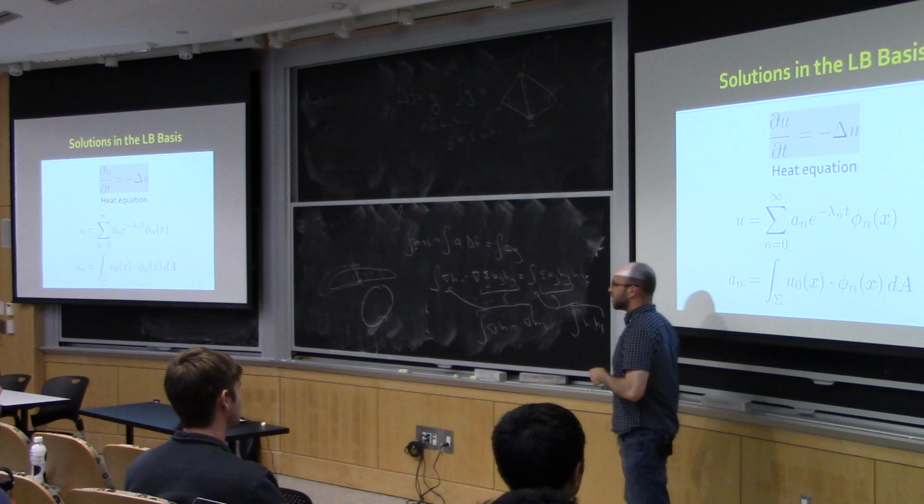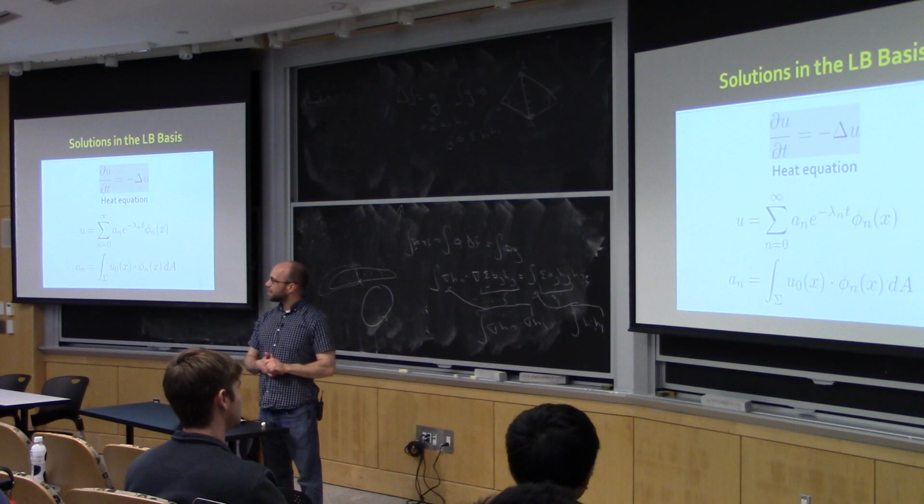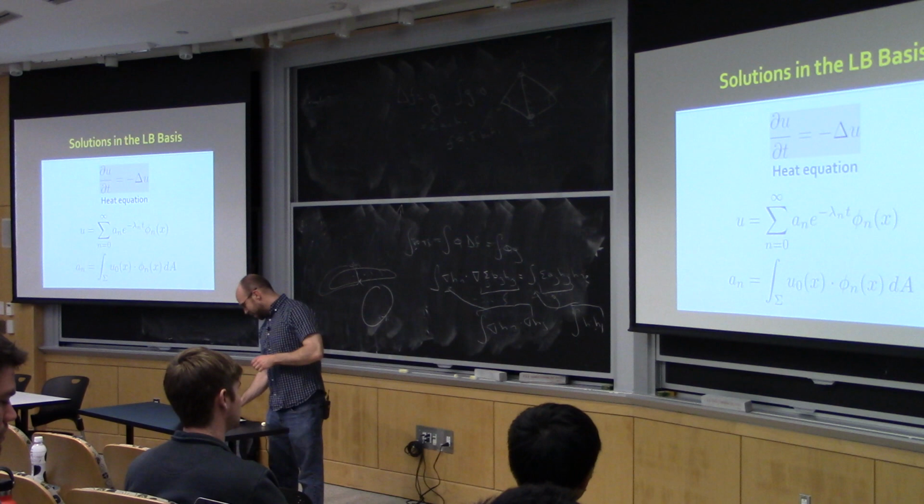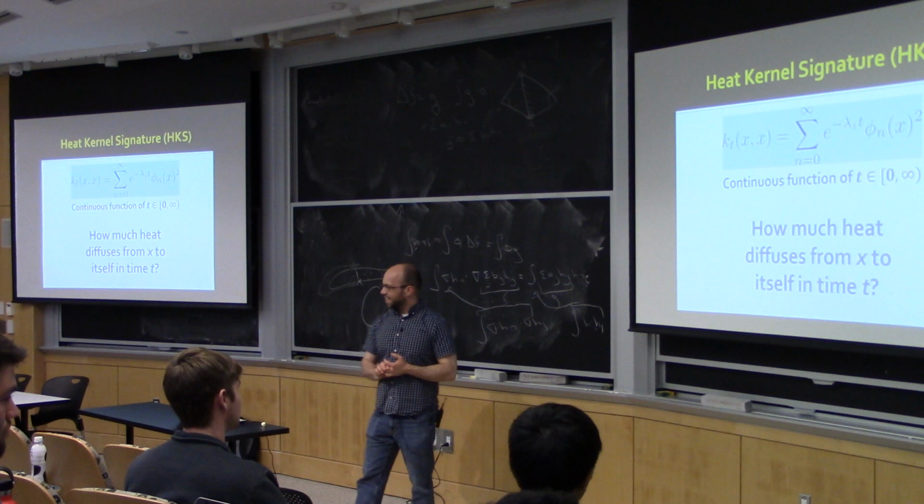But in any event, what does that mean? That means that if we know Laplacian eigenfunctions, we also know how to think about heat diffusion. And indeed, one of the cool signatures people proposed is something called the heat kernel signature, HKS. So let's take a look at this formula. What is this formula doing?